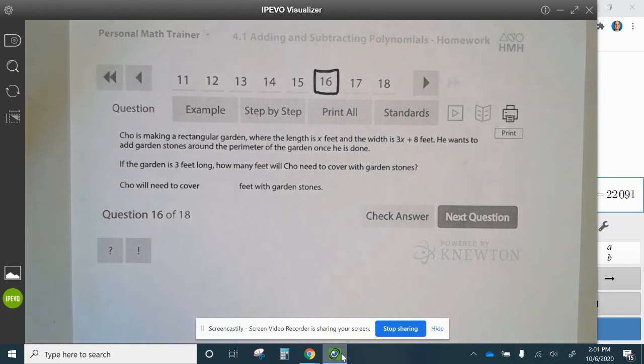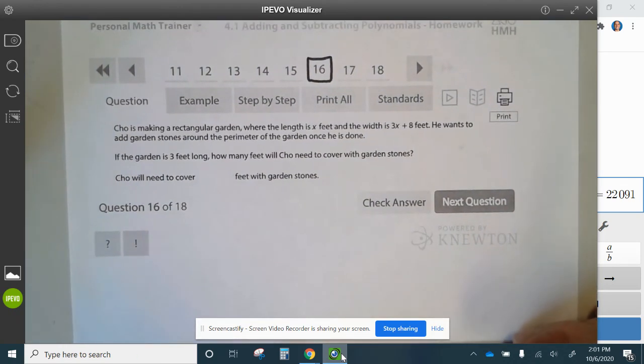Cho is making a rectangle garden when the length is x feet and the width is 3x plus 8. He wants to add garden stones around the perimeter of the garden once he is done. If the garden is 3 feet long, how many feet will Cho need to cover with the garden stones? Okay, let's see. First thing we need to do is draw a rectangle.